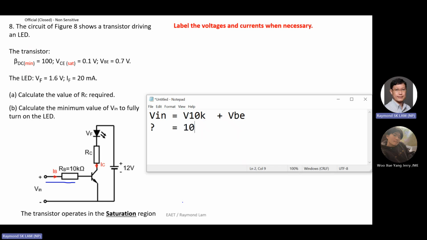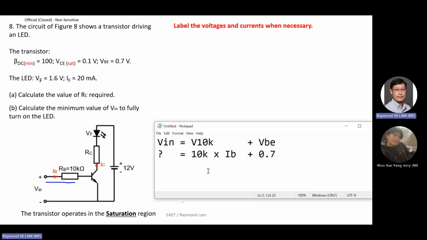So it's 10K multiplied by IB, right? Then VBE, do we know? Yes, VBE is given as 0.7 volt in the question. So how many unknowns are there? You have one equation, and you have one unknown: the beta you don't know, IB you don't know. So this equation cannot work.